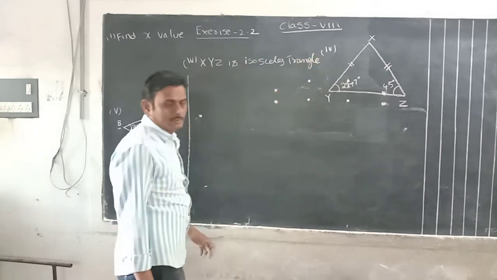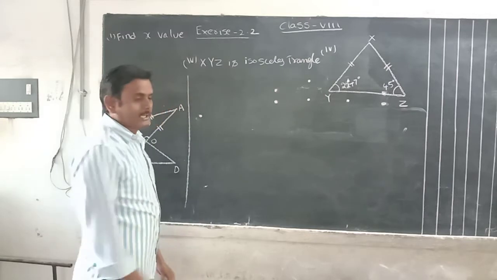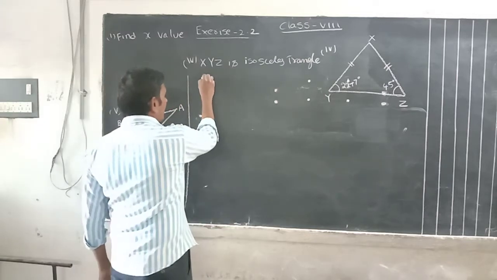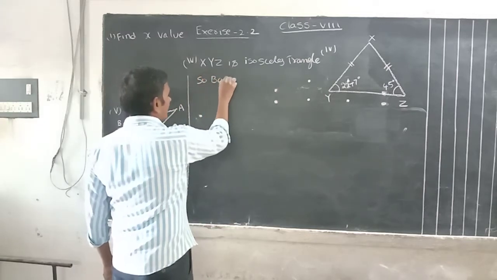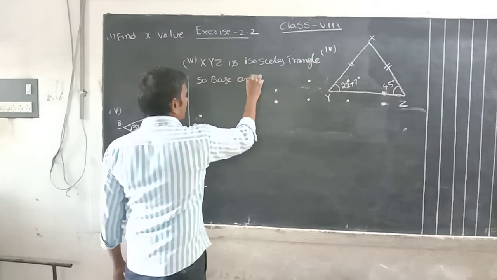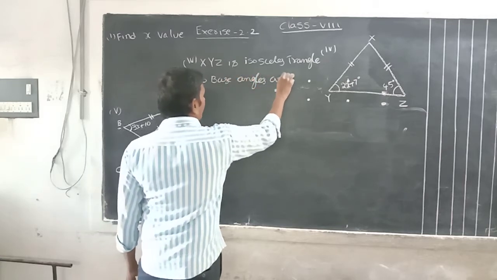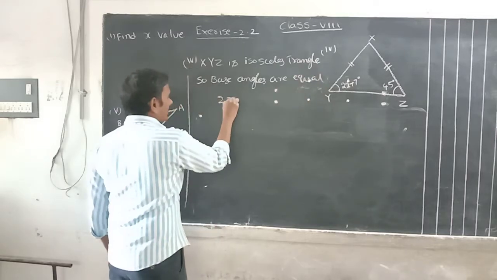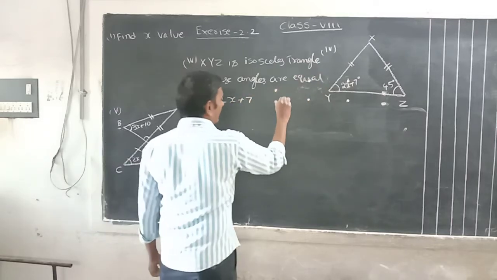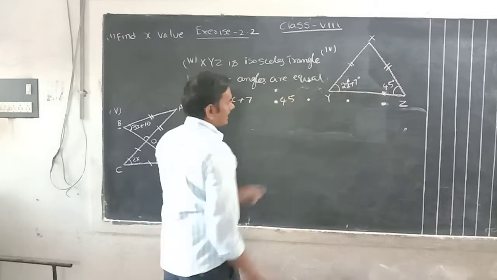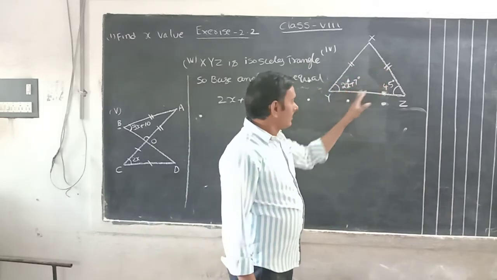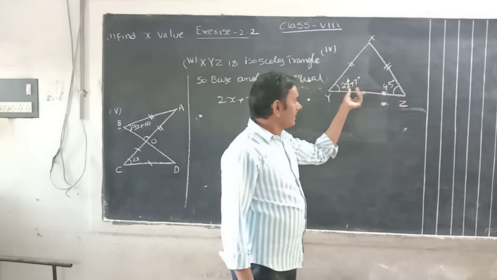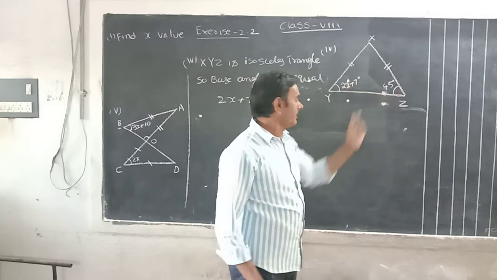Isosceles triangle. In an isosceles triangle, the base angles are equal. What are the base angles here? 2x plus 7 and another angle, 45. Okay, these are the base angles. These two sides are equal. This is the base. The angles formed on the base are 2x plus 7 and 45 degrees.